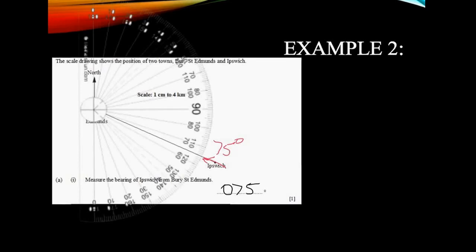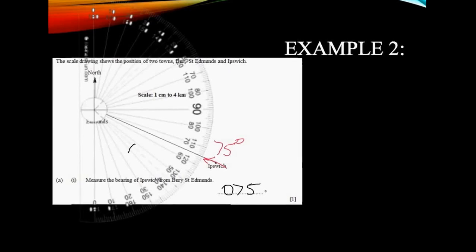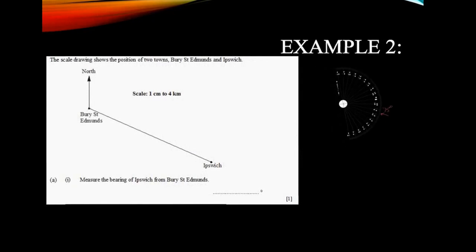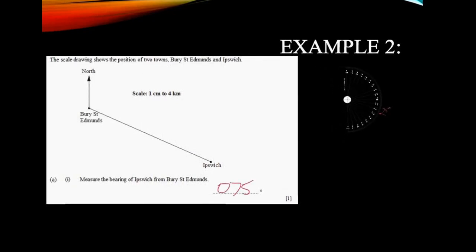Okay, now a further question on one of these might say something along the lines of measure the actual distance between Bury St Edmunds and Ipswich. And again, we've been given a scale here, 1 centimetre to 4 kilometres. So you'd simply use your ruler and scale it up by 4, so multiplying it by 4. So you could actually physically measure that and times it up by 4.